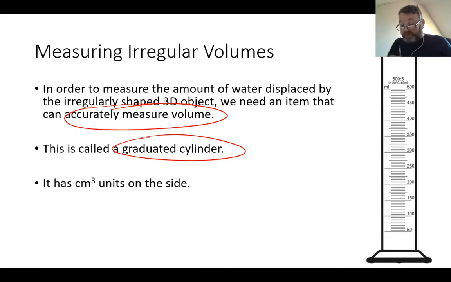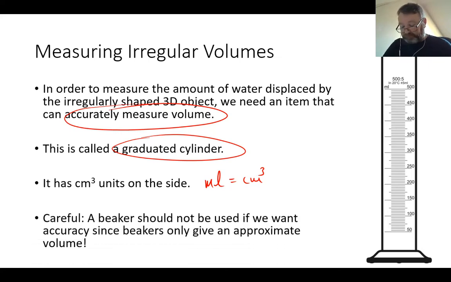It has centimeters cubed on its side. Now you'll notice it says mils, but mils are centimeters cubed, so they're the same thing. It's just a different name for exactly the same unit. And we have to be careful. A beaker should never be used if we want to be accurate, because beakers only give approximate volumes.